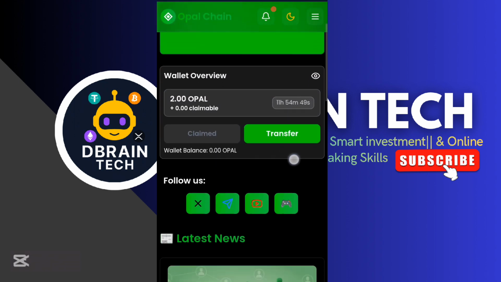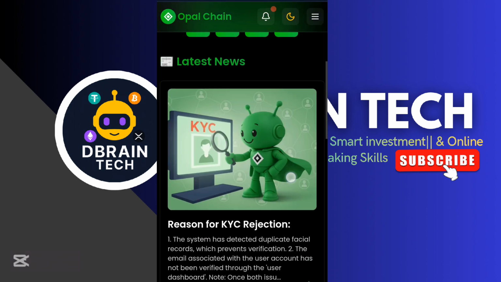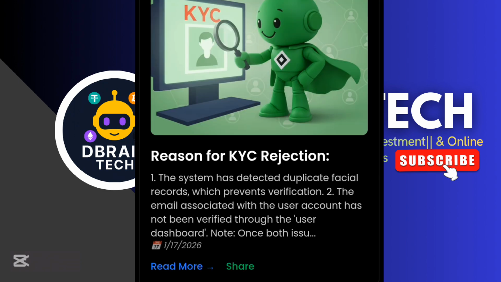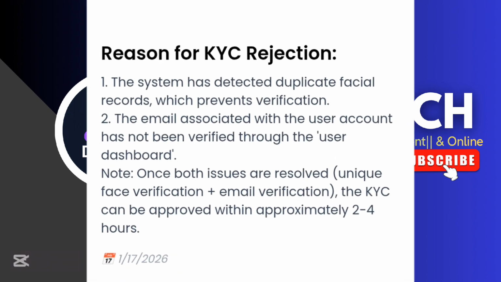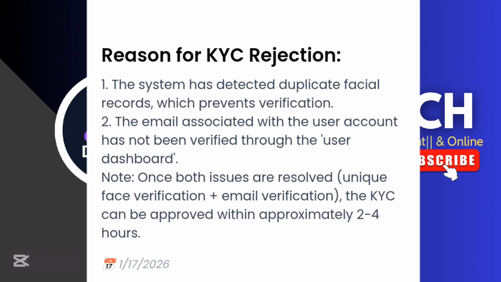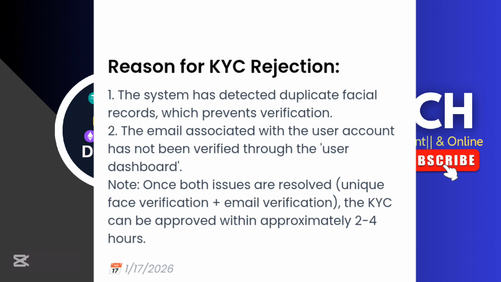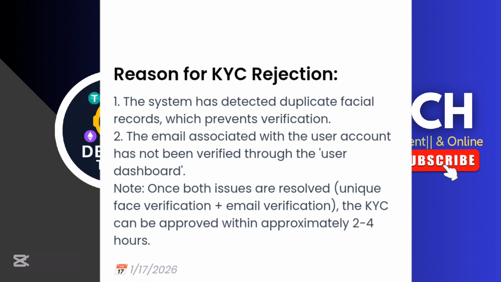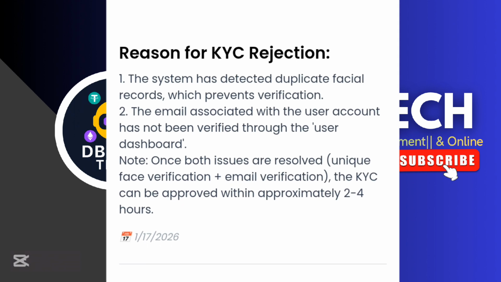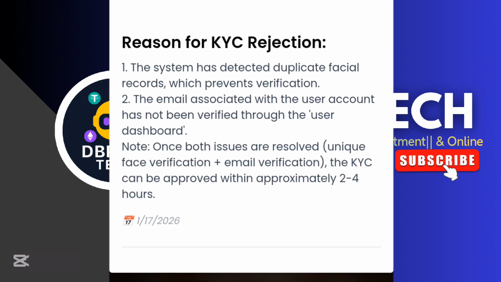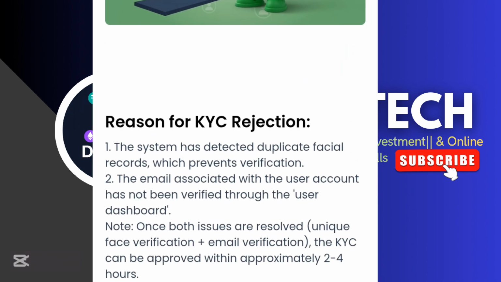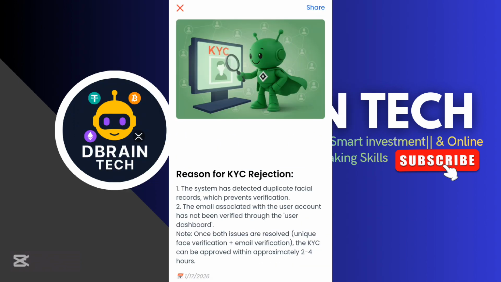Here you scroll down and you see reason for KYC rejection. This is the latest update. Tap on read more. You can see the reason for KYC rejection: the system has detected duplicate facial records which prevent verification. The email associated with the user account has not been verified through the user dashboard. Note: once both issues are resolved, unique face verification plus email verification, the KYC can be approved within approximately 2 to 4 hours.